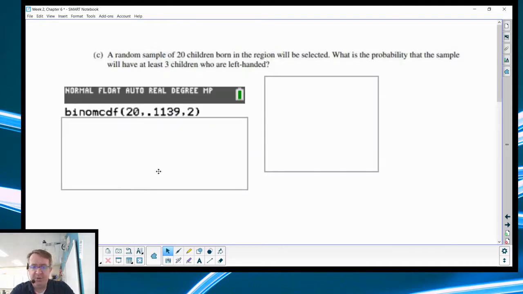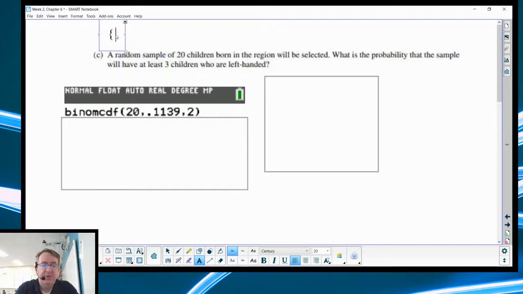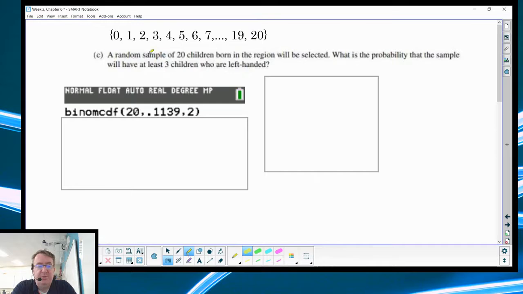You have your binomial CDF. Binomial CDF only covers, so let me do it for typing. We could have 0, we could have 1, we could have 2, we could have 3, we could have 4, we could have 5, we could have 6, etc., 19, and 20. So we want everybody here, 3 or more.